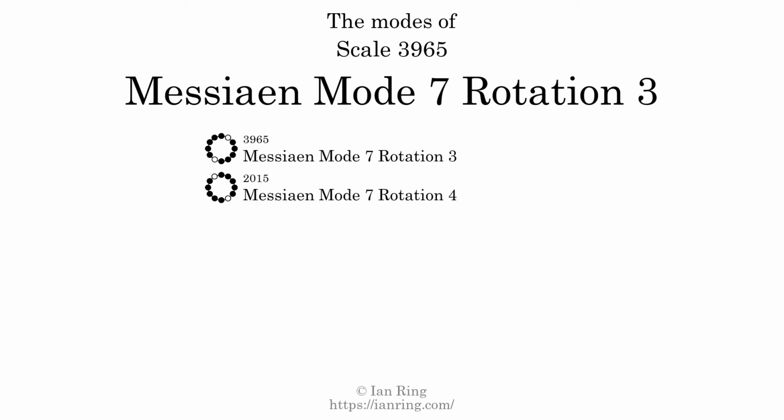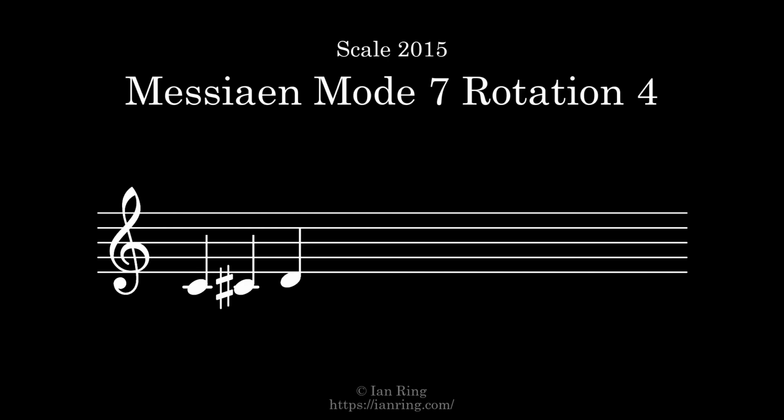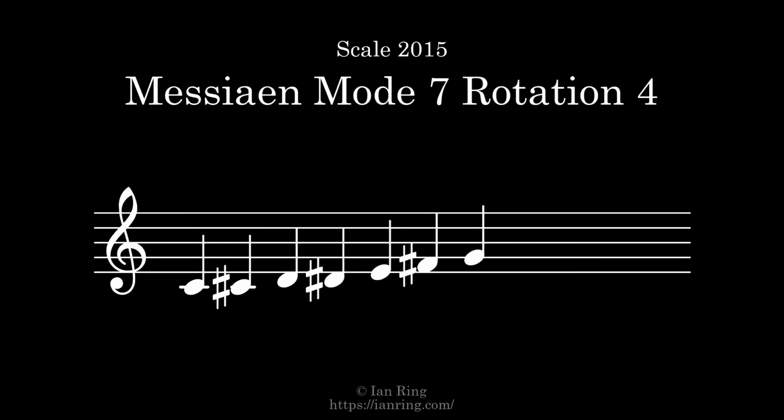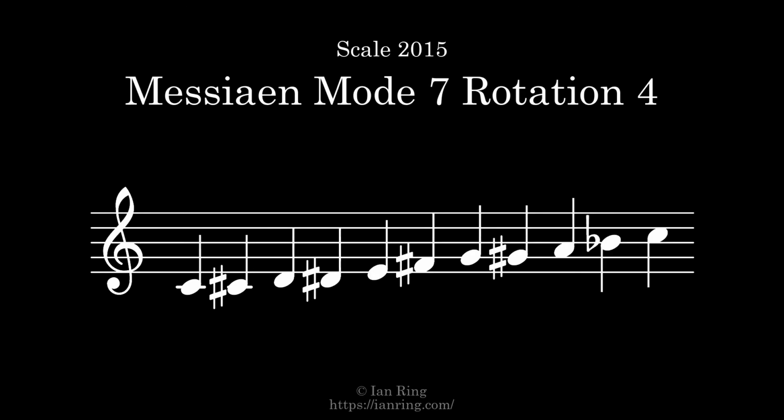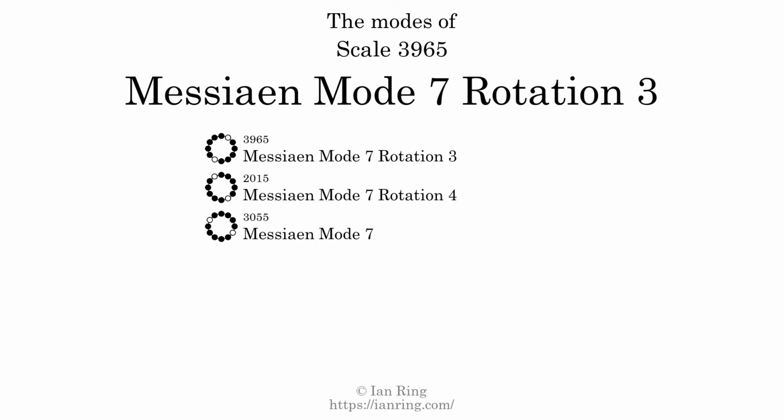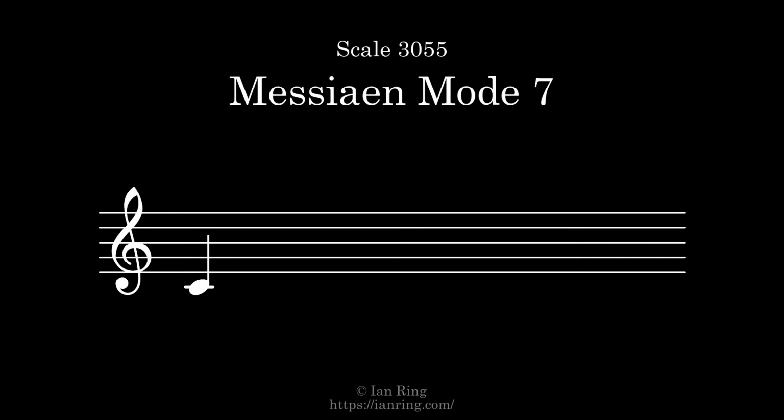The second mode is scale 2015, also known as Messiaen Mode 7 Rotation 4. It sounds like this. The third mode is scale 3055, also known as Messiaen Mode 7. It sounds like this.